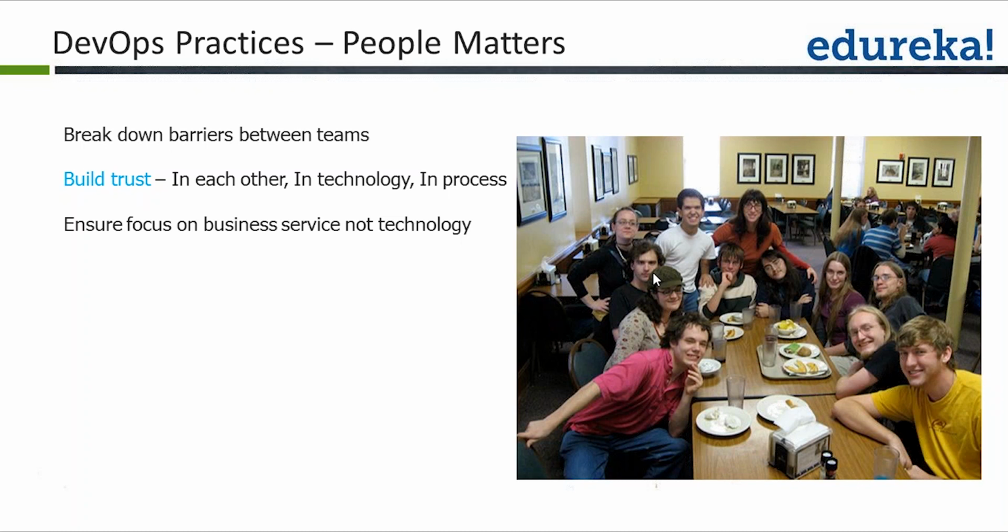I just need the results that this person is working on. As simple as that. Okay, so there should be trust, and ensure focus on business service and not technology. Again, I say it's not about tools. It's about automation. It's about getting the stakeholders aware of what is being changed because you are implementing DevOps in your organization. What is the value that it is bringing to us?